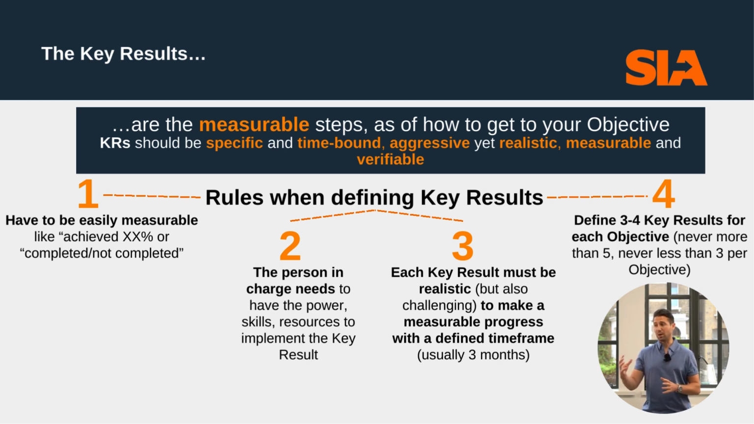Every key result needs to be realistic, as we said, but it also needs to be challenging. So we need to make measurable progress within a defined time frame. And ordinarily, that's 3 months, but we'll come onto that in more detail in just a few moments. And finally, for every single objective, generally, we want a maximum of 3 or 4 key results. We don't want a long laundry list of 10, 20, 30 key results, which realistically are never going to get tracked. We want 2, 3, 4 key results.